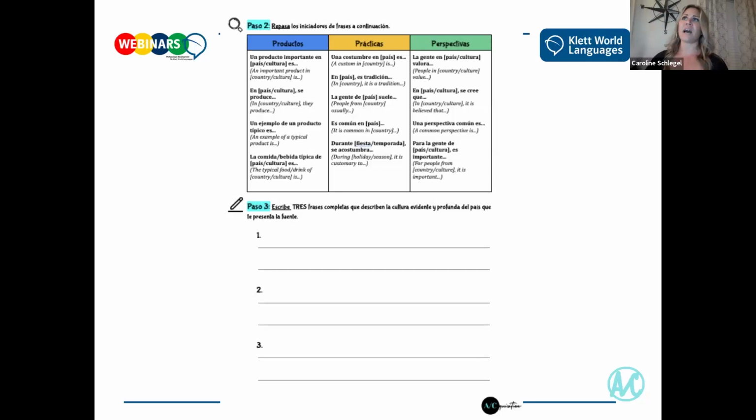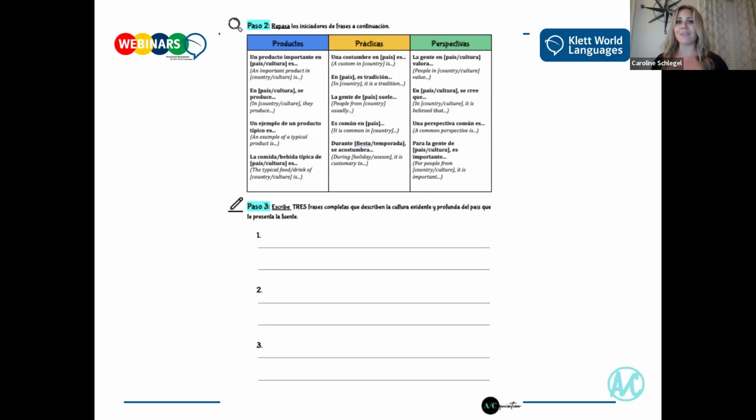And so you can see I've got products, practices, and perspectives here. And we have some sentence starters, some stems, something to give them some confidence, language we want them to acquire, to make their own. Pick what it is that you want to use below, right? They're going to write 3 sentences to describe that cultura evidente and that cultura profunda del país, from whatever country it is that we were looking at.